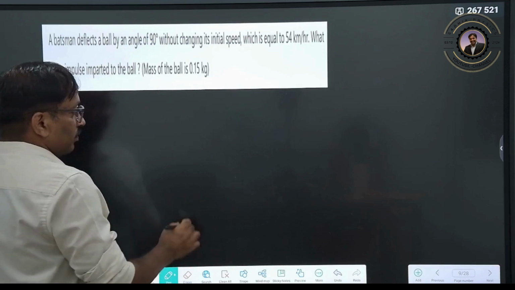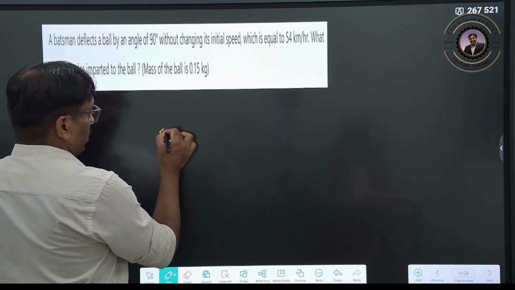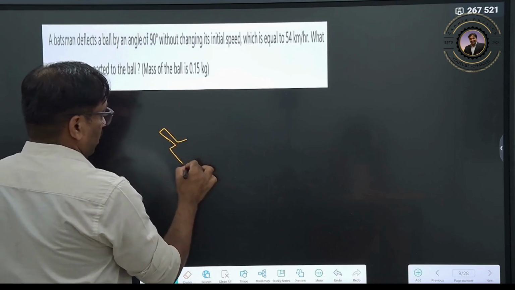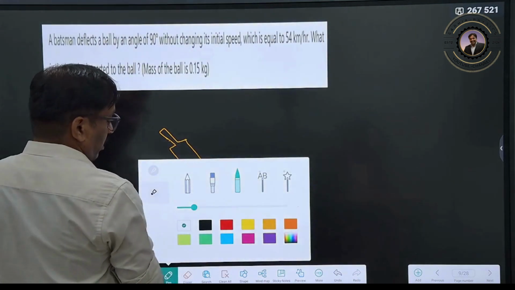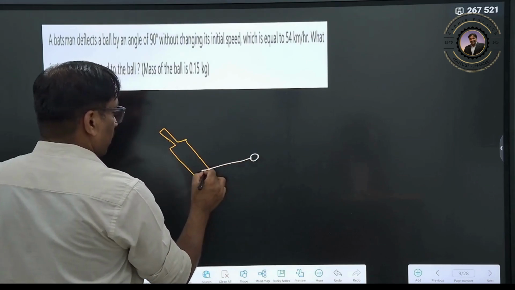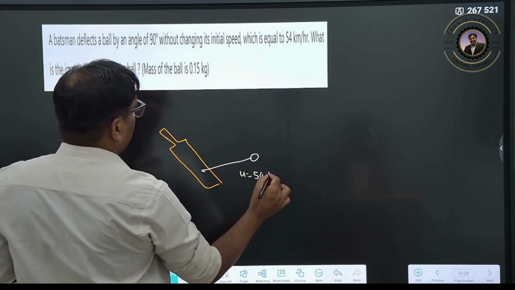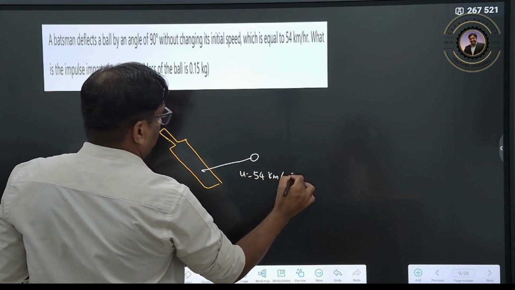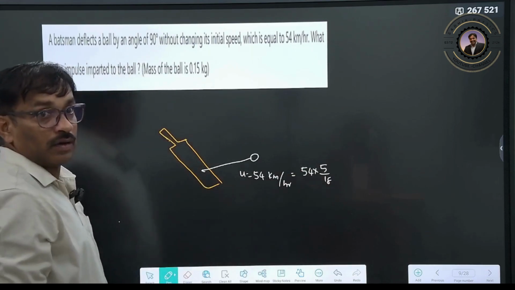There is one bat now. So this is one, right? This is one bat now. Therefore, here one ball is coming now. The ball is coming, with what speed now? 54 kilometer per hour. That means 54 into 5 by 18. How much now?